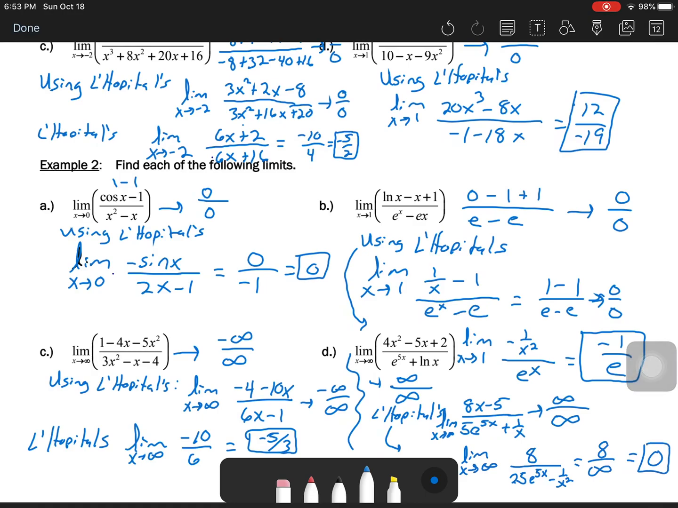Okay, so that's what we got for L'Hopital's rule. So remember, if you get one of the indeterminate forms, state that you're going to use L'Hopital's rule, and then rewrite your limit expression having taken the derivative of both the numerator and denominator, and then try to substitute in again. That's pretty much the gist of L'Hopital's rule.